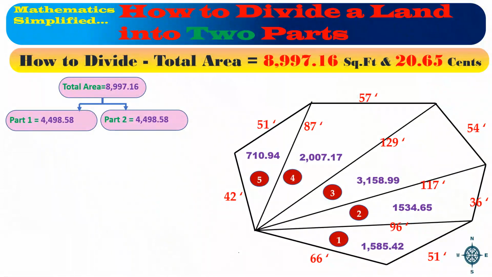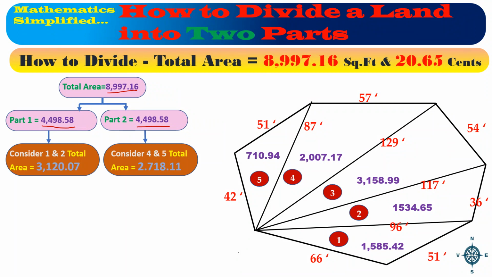So now we need to divide into 2 equal parts. So we got the total area of the land, 8,997.16. This is the total area of the land. This we need to divide by 2. So each part after division should be 4,498.58 square feet.